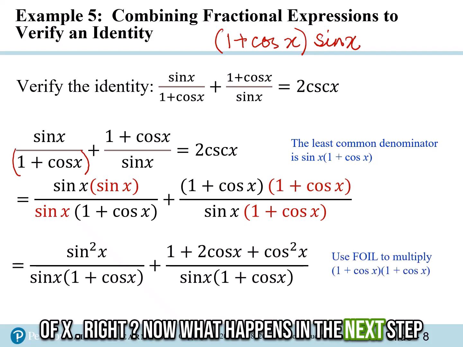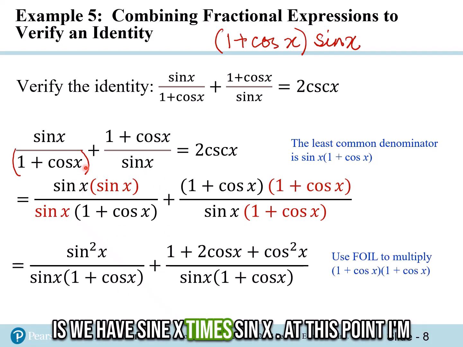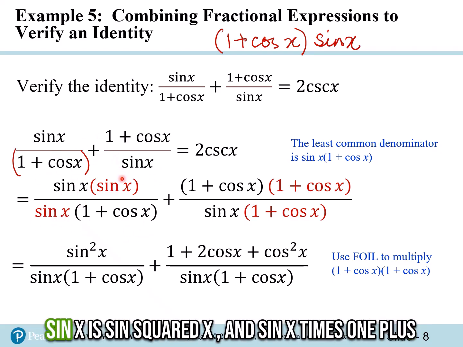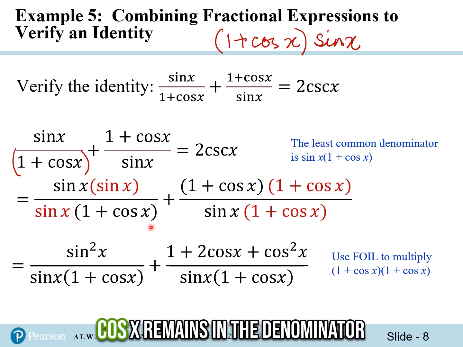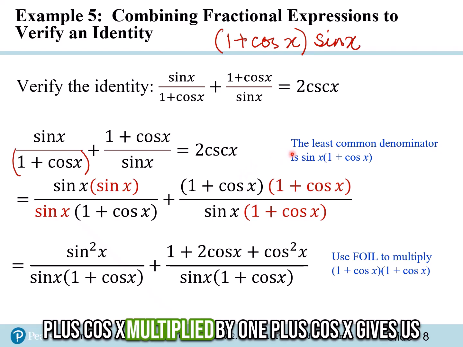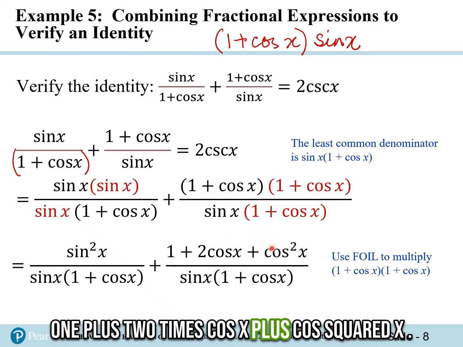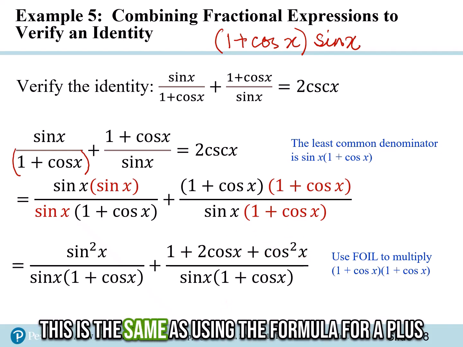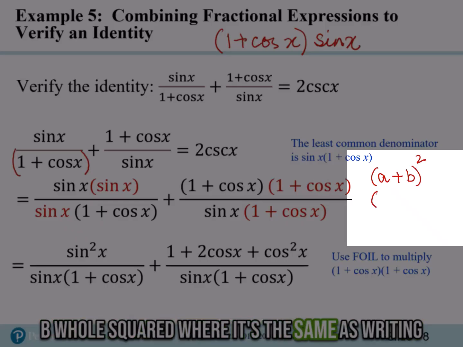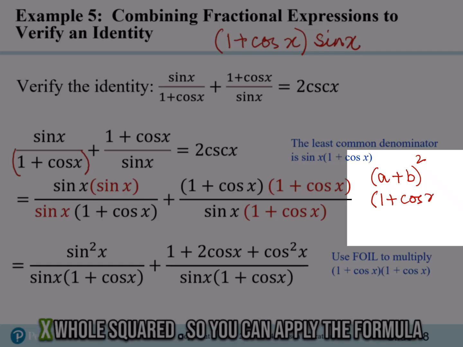Now what happens in the next step is we have sine x times sine x. At this point, I'm just looking at the first fraction. Sine x times sine x is sine squared x, and sine x times 1 plus cos x remains in the denominator. For the numerator in the second fraction, 1 plus cos x multiplied by 1 plus cos x gives us 1 plus 2 times cos x plus cos squared x. This is the same as using the formula for a plus b whole squared, where it's the same as writing 1 plus cos x whole squared.